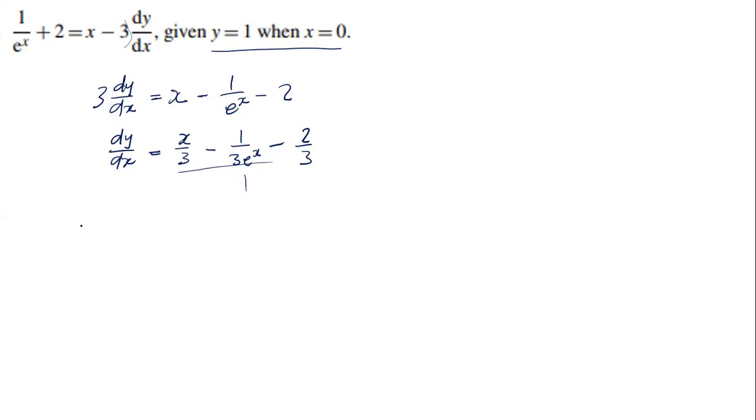Therefore, dy multiplied by 1 is going to be dy equals the whole thing multiplied by dx. The variables are now separated. Then we integrate. We are happy arriving at this stage. Then we integrate both sides.